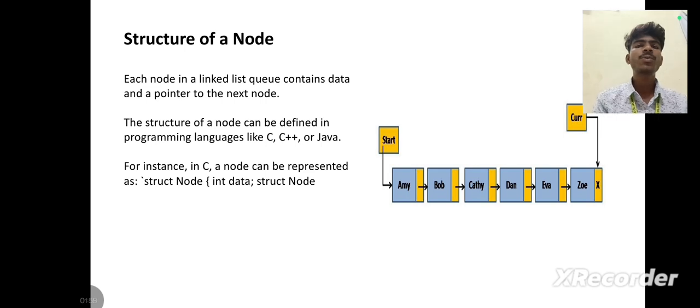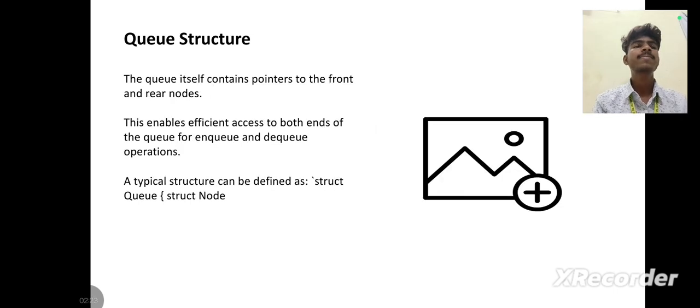Structure of a node. Each node in the linked list queue contains data and a pointer to the next node. The structure of a node can be defined in programming languages like C, C++, or Java. For instance, in C, a node can be represented as struct node with int data and struct node next.